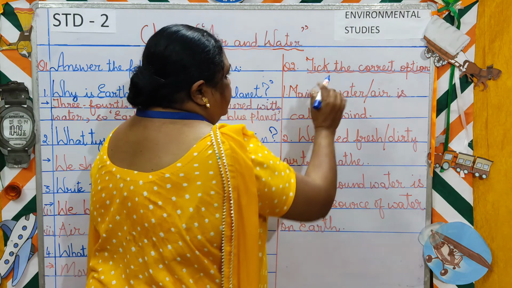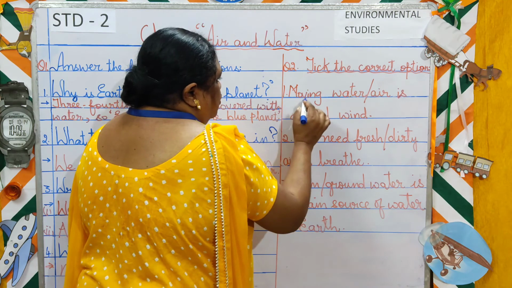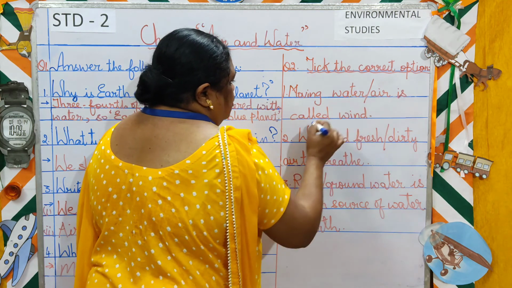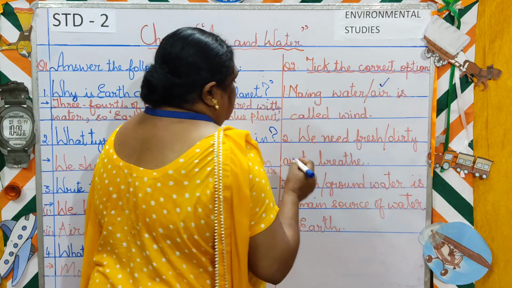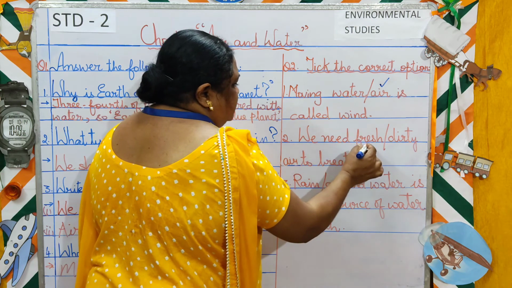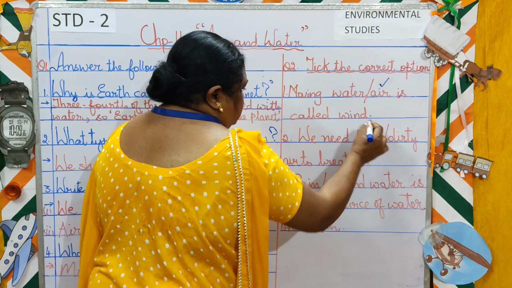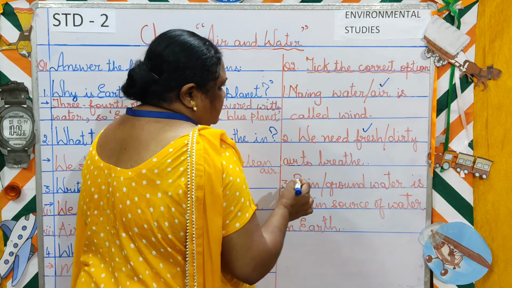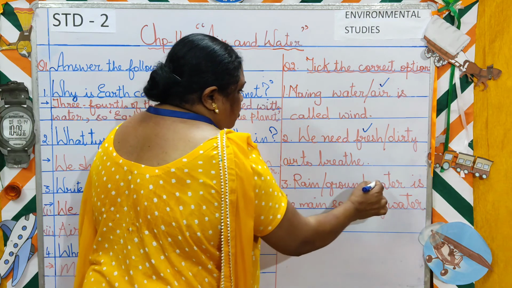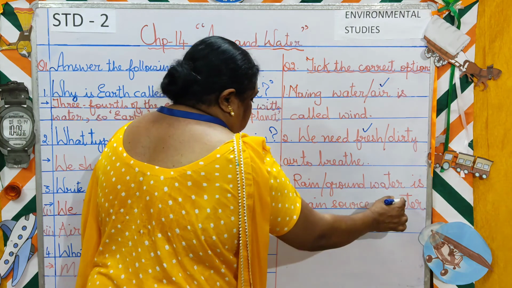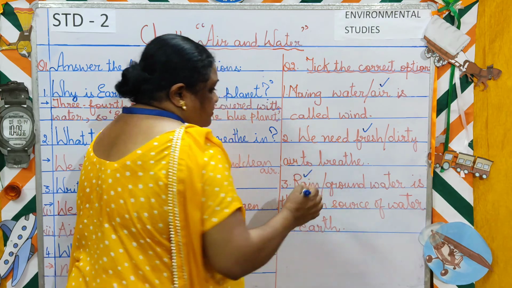Question 2. Tick the correct option. Number 1. Moving water or air is called wind. The correct option is air. Number 2. We need fresh or dirty air to breathe. We need fresh. Fresh is the correct option. Number 3. Rain or groundwater is the main source of water on earth. The correct option is rain.